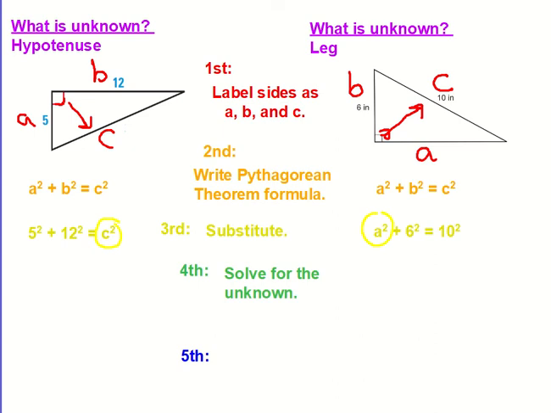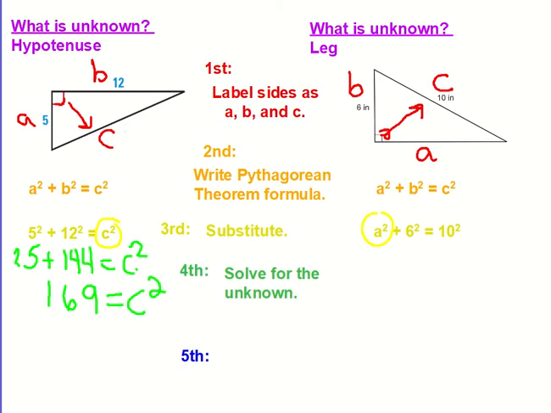So let's start with when you're solving for the hypotenuse. When you're solving for the hypotenuse, you're going to evaluate your squares. 5 squared is 25. And 12 squared is 144. Then you have equals C squared. Then you add those two together. 25 plus 144 is 169. And you have C squared.